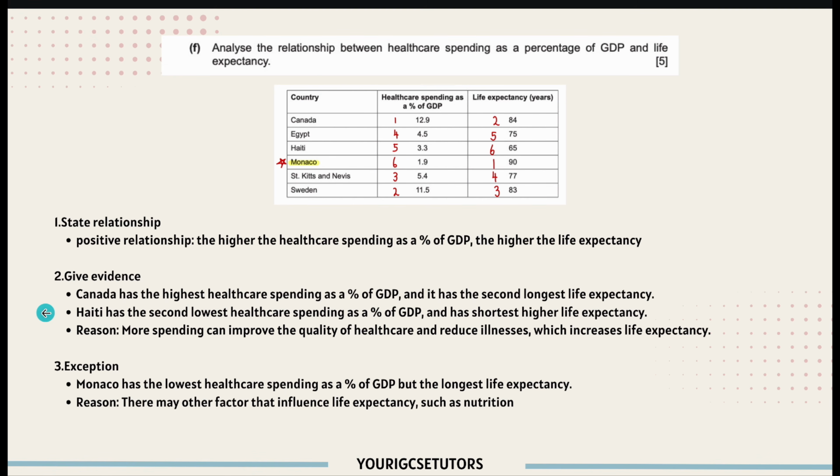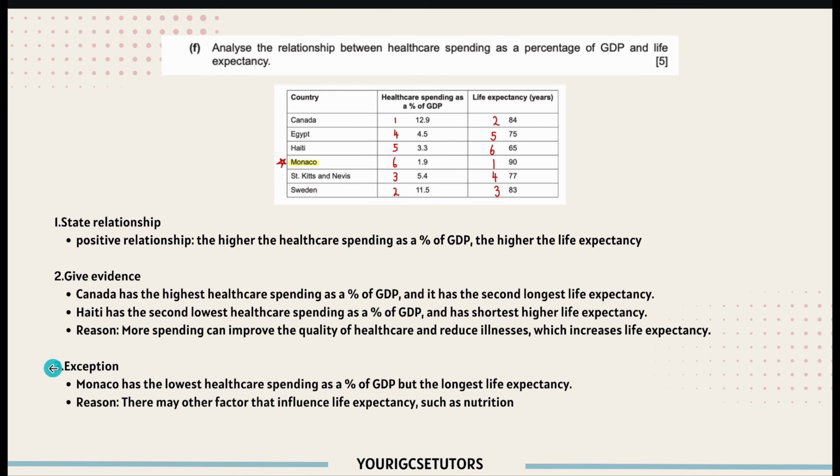And if you have time, you can also give a second evidence, which is Haiti has the second lowest healthcare spending as a percentage of GDP and has the shortest life expectancy. Ignore this typo. So after this, you need to give a reason. So more spending can improve the quality of healthcare and reduce illnesses, which increases life expectancy. So for evidence, try to give contrasting evidence so you won't repeat yourself.